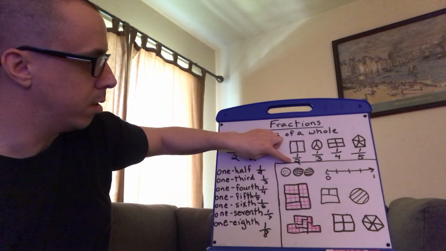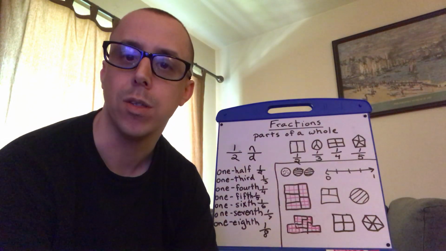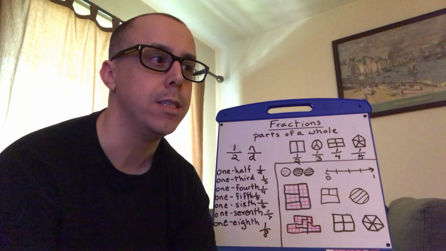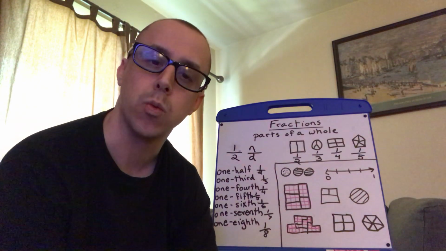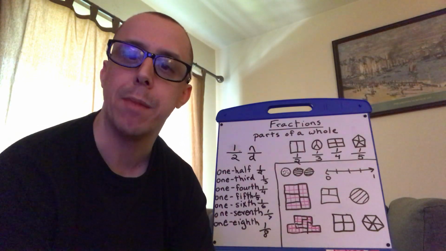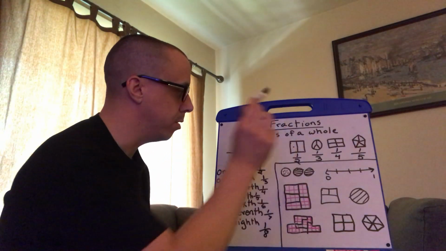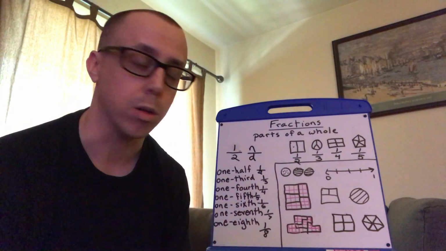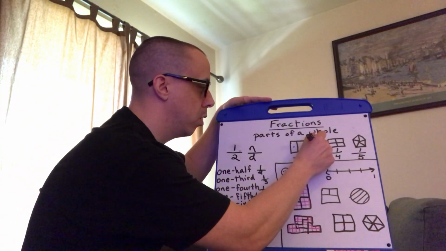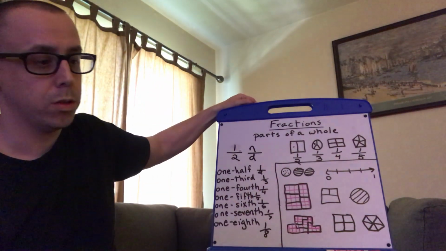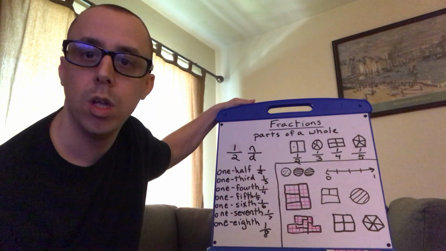Okay, so the denominator represents the total number of shapes, the total number of parts in the shape, and the numerator, the top number, represents the number you're discussing. So since we are discussing unit fractions, we're only talking about one part for right now. So again, the unit fraction here, 1/2, is discussing just one of those two parts. The unit fraction here, 1/3, is only discussing one of those three parts. So the numerator represents the number you're discussing, and the denominator represents the total or the whole.